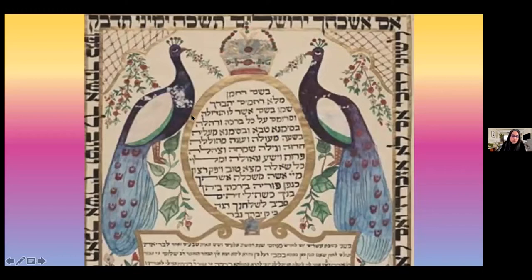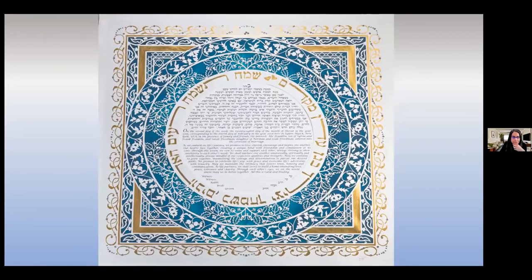So here's a beautiful one with some peacocks on it. And I think this one is entirely in Hebrew. It just depends. Next one. There's another. So there are all sorts of different designs that you can get. You can go online and you can find all sorts of wonderful examples.